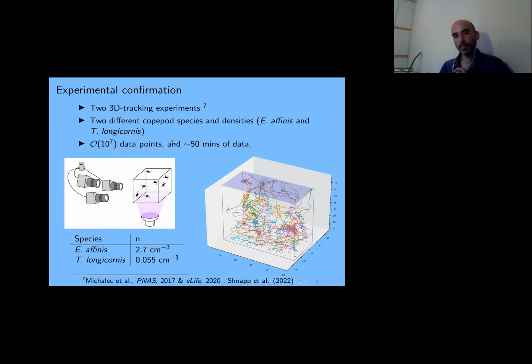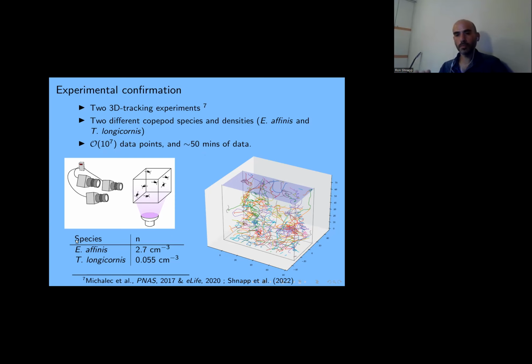We have 2 different experiments. One was performed by me using one species of copepods. I used Temora longicornis. The second experiment was done by my predecessor, François Michalec, at the same lab, but he used a different species of copepods. He used Temora affinis. Overall, each and every one of our experiments has about 10 million data points. And at least in my experiment, I recorded about 15 minutes of data.